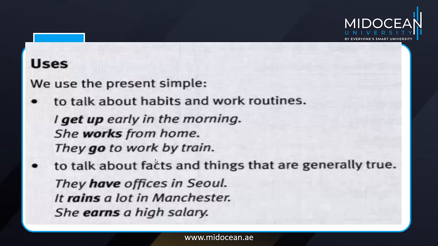Now the uses. As we said, we use the present simple tense to talk about habits and work routines, my daily habits and my routine. So I get up early in the morning. She works from home. They go to work by train. The other thing is to talk about facts and things that are generally true, things that are always true, like they have offices in Seoul. It rains a lot in Manchester. These are facts. She earns a high salary. She earns, meaning she makes, a high salary, a big salary.